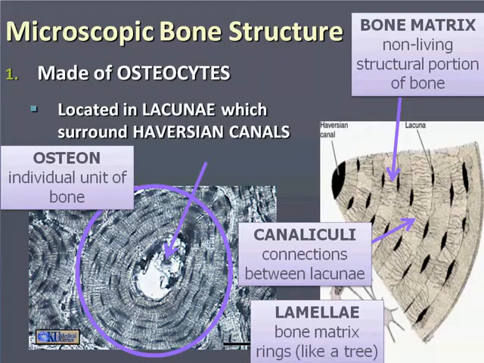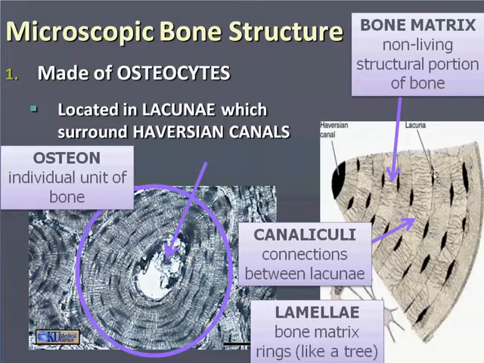These rings are called lamellae, kind of like tree rings, and they are just rings of bone matrix. Bone matrix is the non-living part of a bone, which is just providing the structure for the skeleton. One individual unit of all these rings with the central canals and all the other parts is called an osteon. And within here you can see there are other things going on.